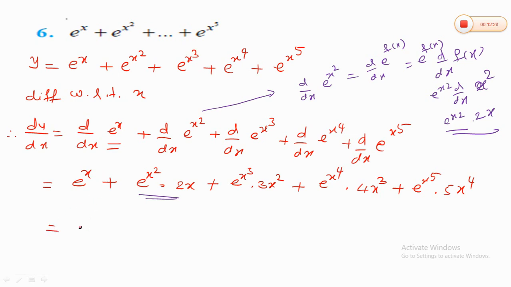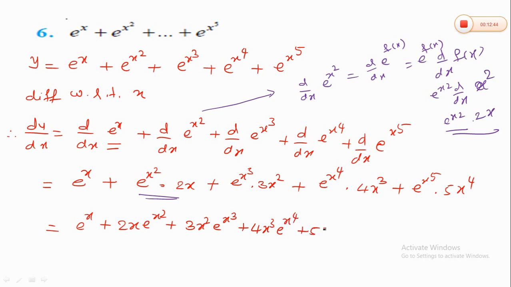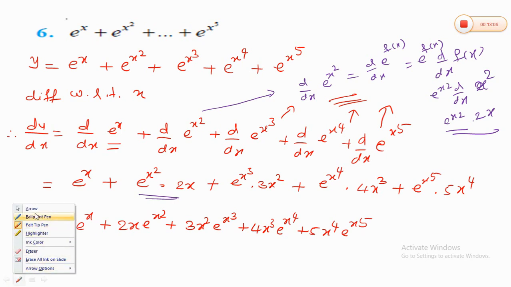This equals e^x plus 2x e^(x^2) plus 3x^2 e^(x^3) plus 4x^3 e^(x^4) plus 5x^4 e^(x^5). So you have to apply this same rule: find the derivative of e^(x^3) in this method, e^(x^4) in this method, and e^(x^5) in this method. So next problem.